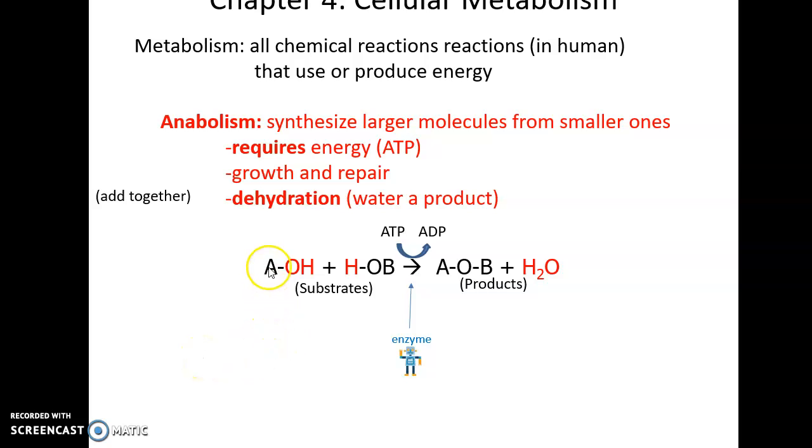So what happens is we have one substrate with an OH group, another substrate with an H, and then after anabolism, you get A-O-B. They're now combined to form this bigger molecule, and water, OH plus H, H2O, is also produced as a product. And for this to occur, ATP is expended, energy used, ATP becomes ADP, and of course we have to have our friendly enzyme present to make sure things occur quickly enough.